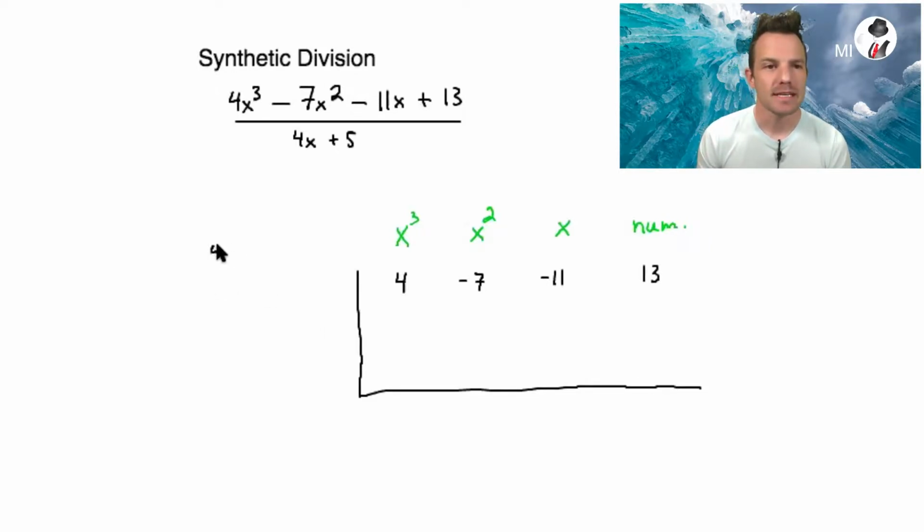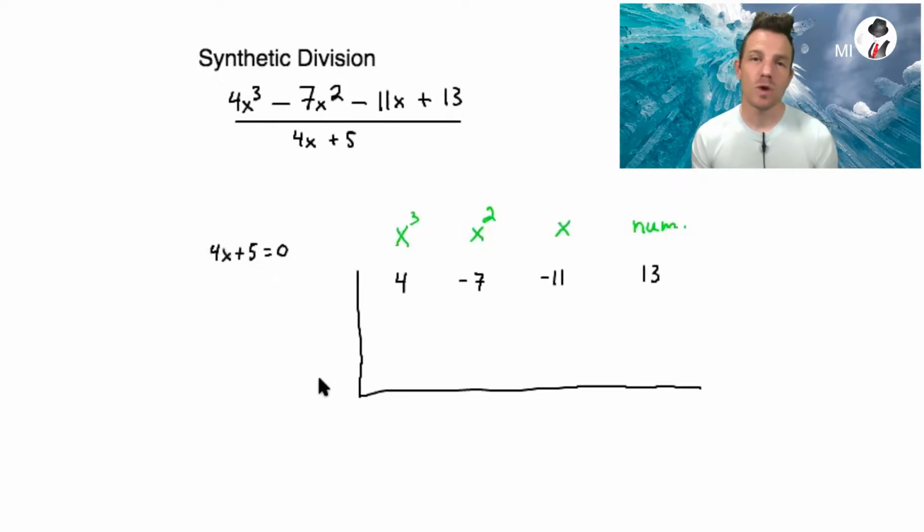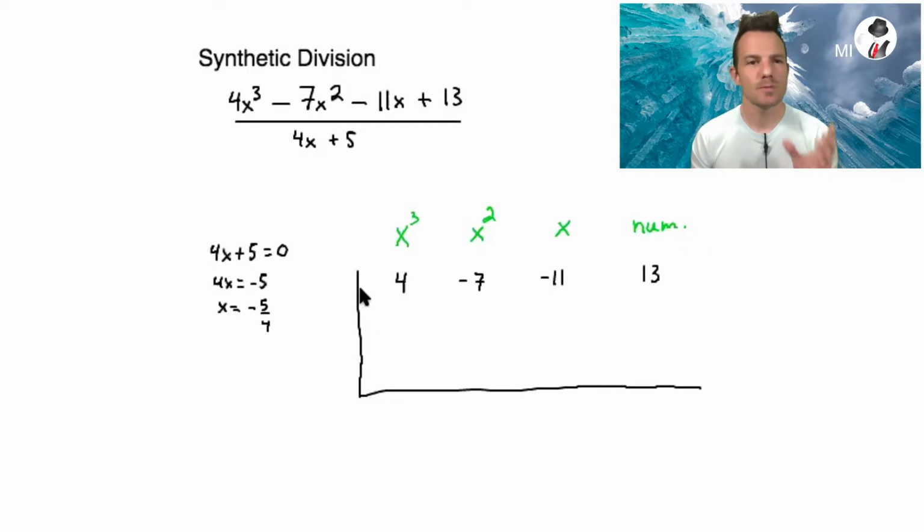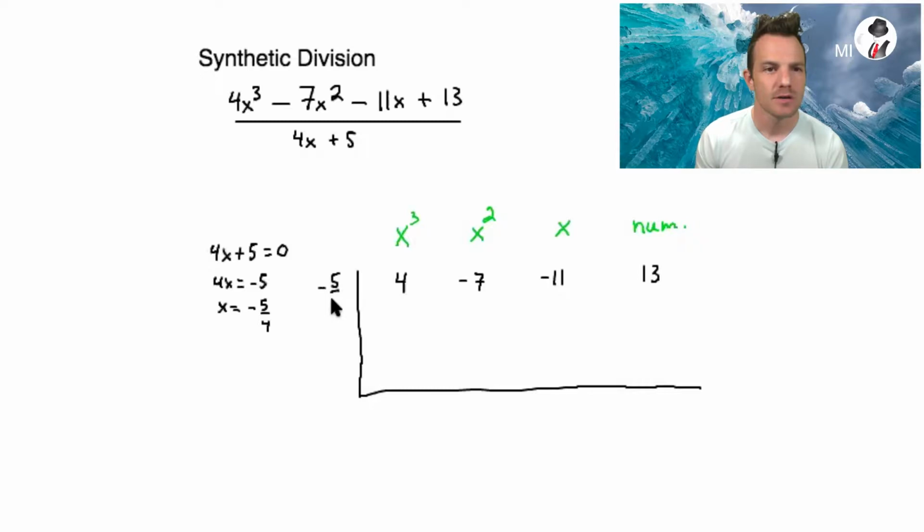You ask, to get the bottom 4x plus 5 equal to 0, what would x end up being? Well, as you move this around, you get 4x equals -5. You divide both sides by that 4 and you get -5/4. This is exactly what we put on the outside of this vertical bar. So we're going to be putting in a -5/4 in this piece. Again, this idea of the bottom equaling 0 is what dictates the number that ends up right there. From here on out, it's fairly simple.